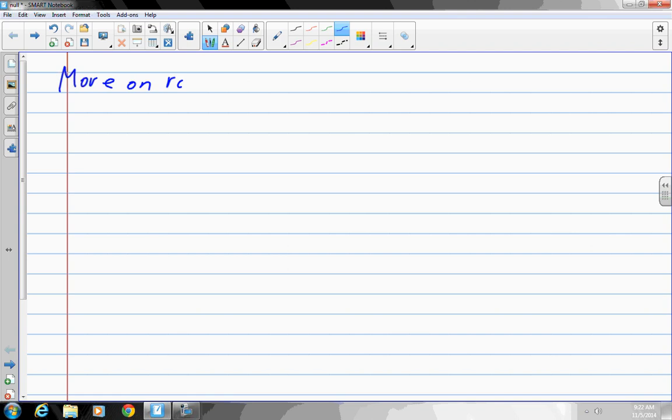So, more on radicals. Basically these are sections 7.3 and 7.4. They're talking about multiplying, dividing, and simplifying radical expressions. They're kind of talking about the same thing across the board. 7.3 is multiplying, 7.4 is dividing. So we'll just talk about them at the same time.